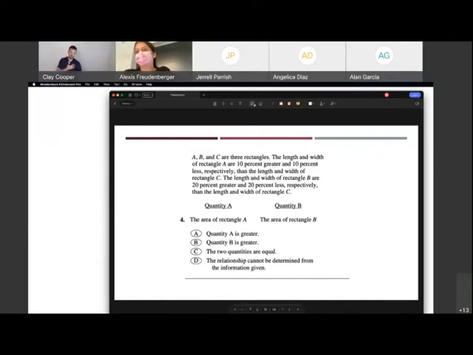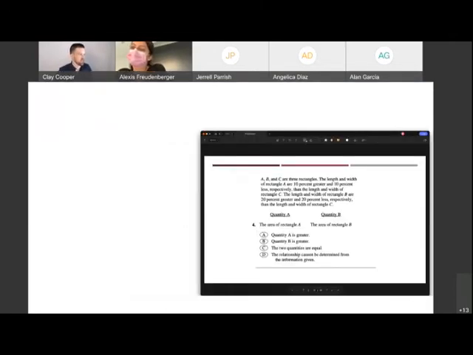Okay, great question. So what is y'all's feeling, or what is your feeling for whether we have enough information to determine the respective sizes of these triangles? What do we think?